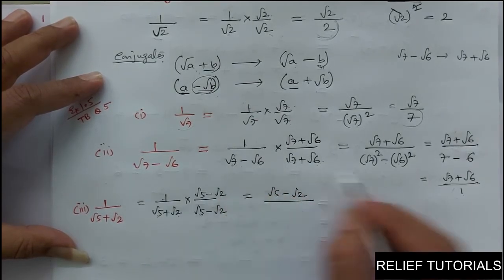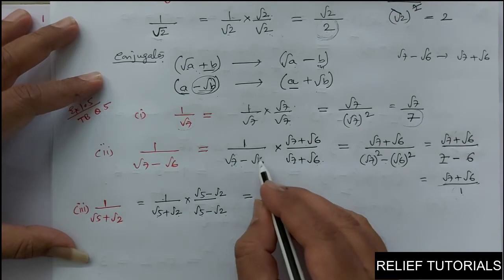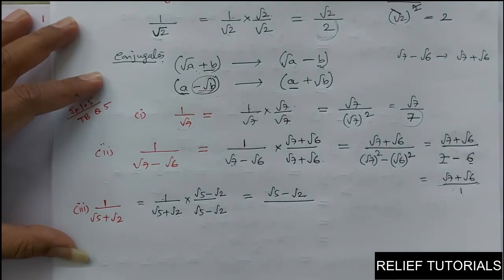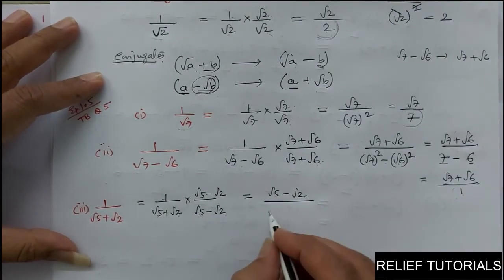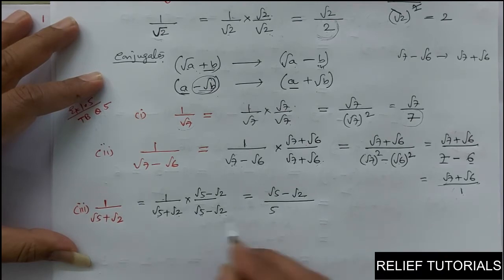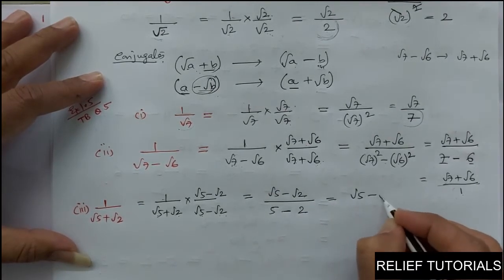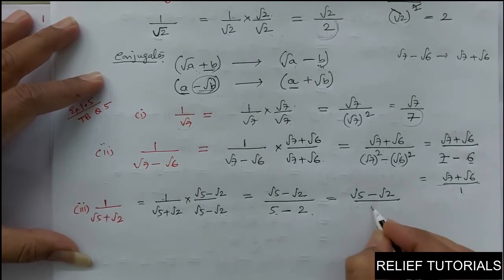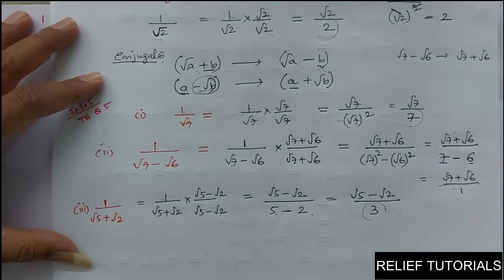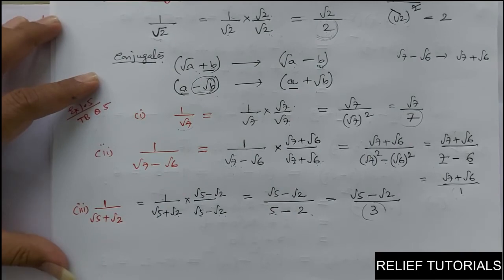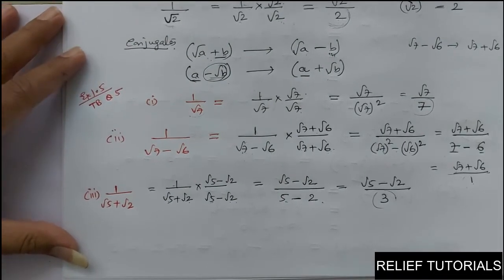So root 7 square is 7, root 6 square is 6. Clear? So now root 5 the whole square, that is 5, and root 2 the whole square, that is 2. Here minus. So what answer will you get? Root 5 minus root 2 upon 5 minus 2, 3. So now there is a rational number in the denominator. Have you got it? This is called rationalizing the denominator.